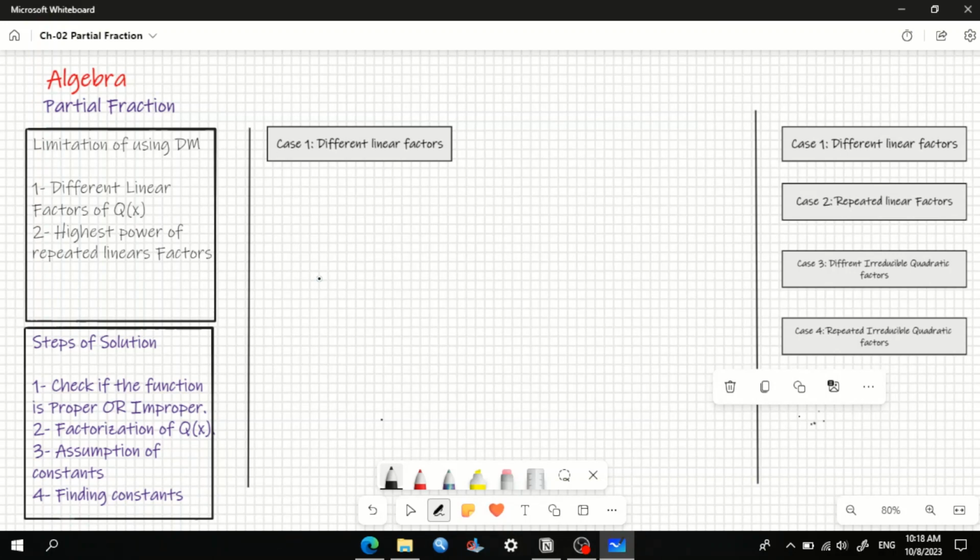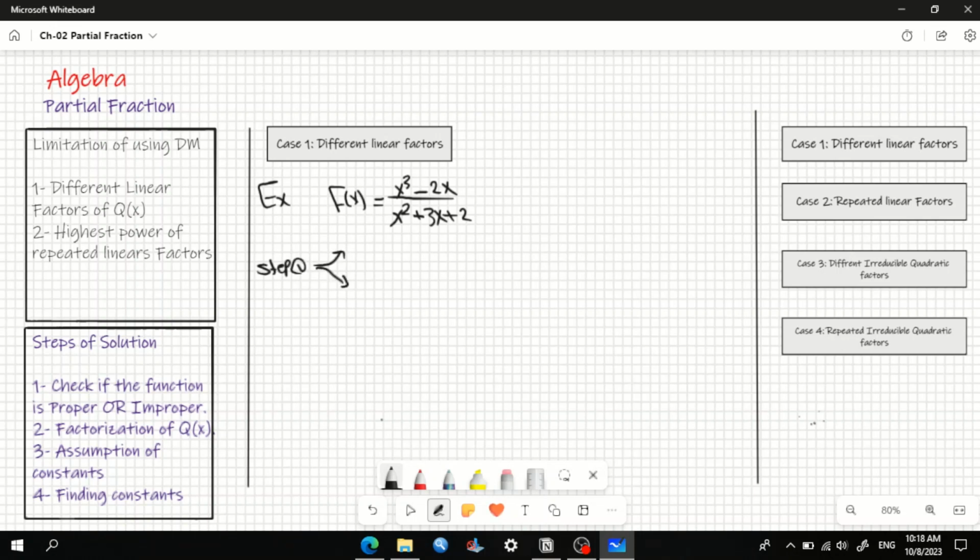Another example of the first case is if I have f of x equal to x cubed minus 2x over x squared plus 3x plus 2. Let's follow our steps. Step 1, let's check if it is proper or improper.